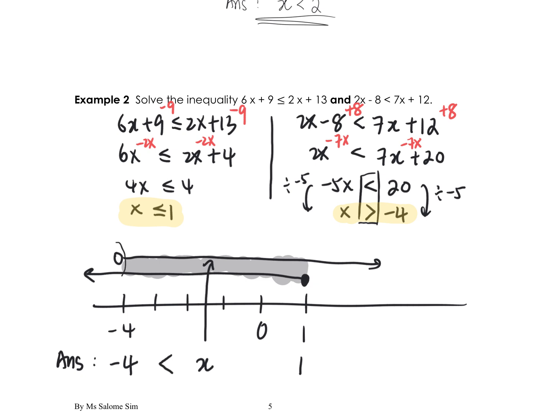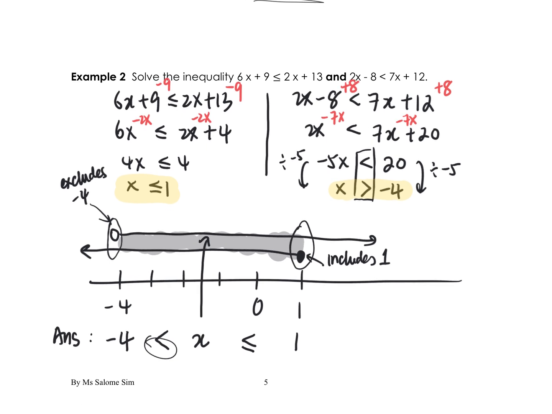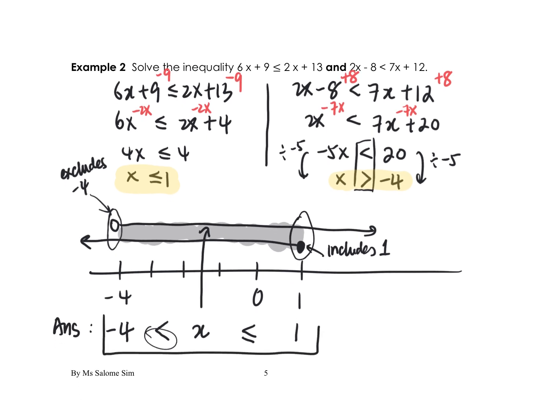So if you look at this, it excludes negative 4. So it's a hollow circle. There's no equal sign here. Okay, but this includes your 1. So when you write, there's an equal sign for the inequality. So your final solution set is this range here. It's a bounded inequality.